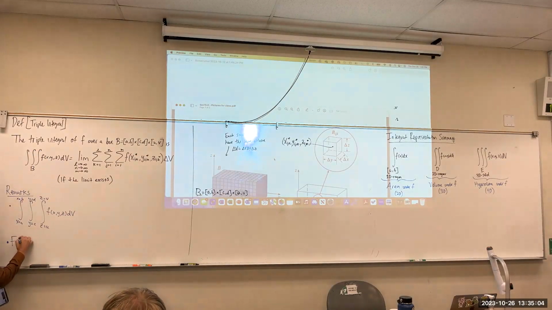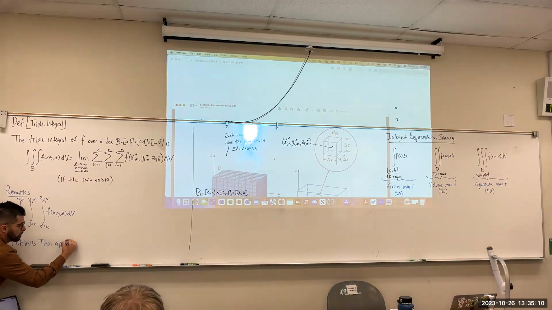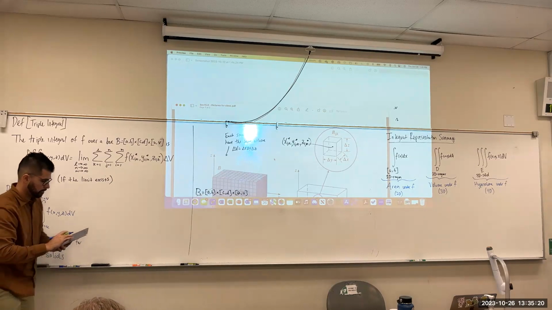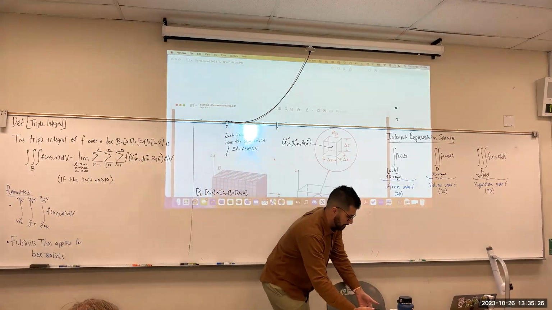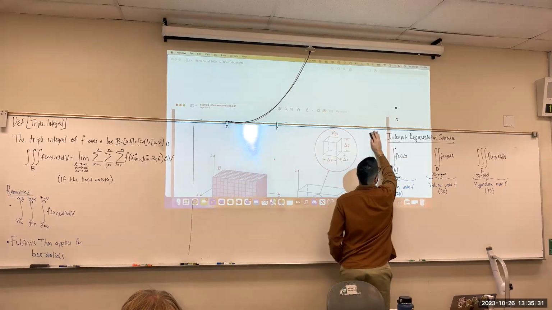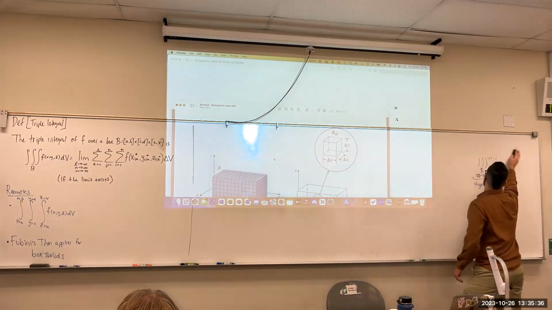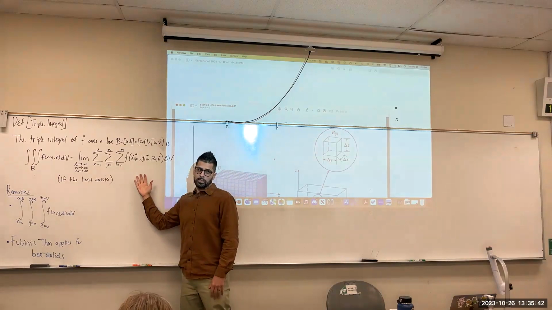Yeah, so Fubini's theorem applies for box regions, or box solids, should I say. I will definitely not have you do a limit.